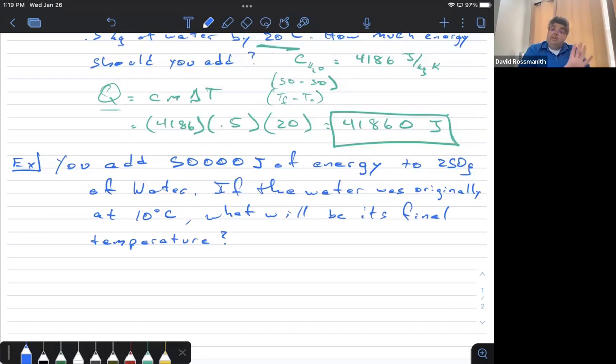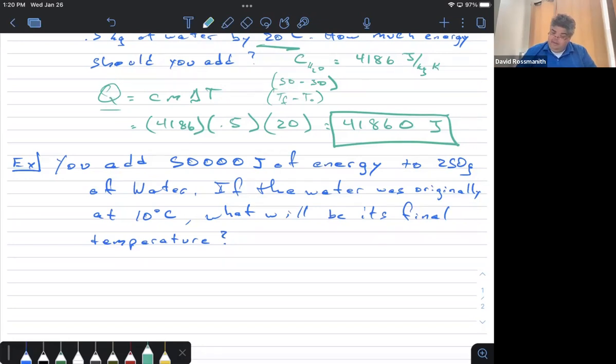So, similar question. Here I'm told I have a certain amount of water, 250 grams. The water has an initial temperature of 10 degrees Celsius, and I'm going to add 50,000 joules of energy to it. So I'm going to heat it up. And what I'd like to find out is how hot will it get? What will be its final temperature?